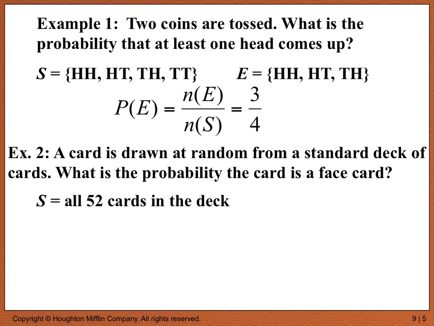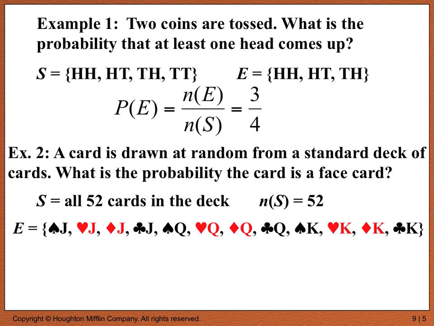So our sample space is all 52 cards in the deck, and therefore NS is 52. Okay, that part I'm sure you got. Now our event space consists of all the different possible outcomes, all the different ways that I can get a face card. And this is all drawn out for you here. These are all the different face cards in a deck.